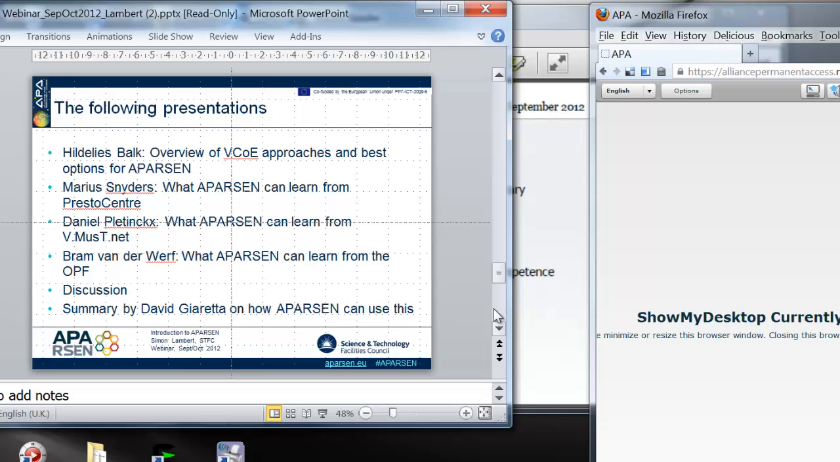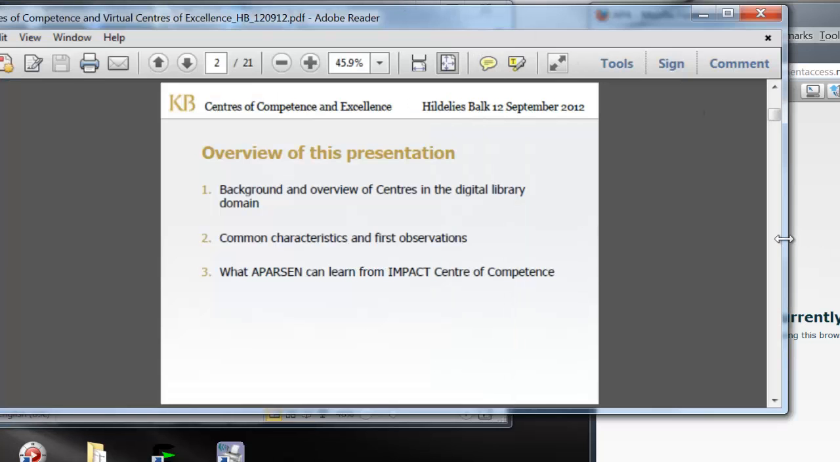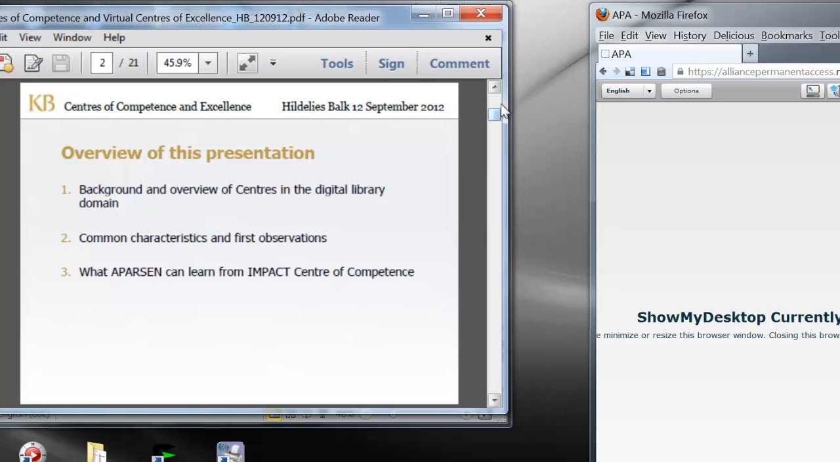Okay, today we shall be covering the following presentations. We have a slight change in the program. Hilde Lies will kick off with everything she has assembled so far for her work package on VCoEs. Arie Snijders couldn't make it. He's involved in the elections that are taking place in the Netherlands today. So somewhere else. He's preserving our democracy, I hope. But we do have Daniel Paetings here, and he'll be explaining to us what he thinks that a person can learn from VMustNet. And we welcome again Bram van der Werf of the Open Planet Foundation. And after discussion, we shall have a summary by David how a person can use all the good information that we hear in these presentations. Hilde Lies, perhaps I can hand over to you. Mm-hmm. And I shall shut my microphone now because that's better for the system. And David, I hope you can put up Hilde Lies slides now.